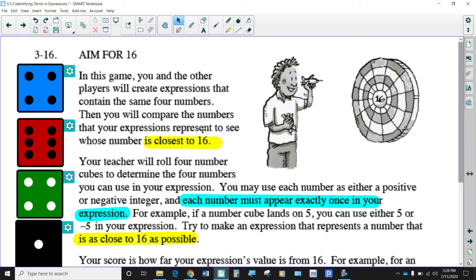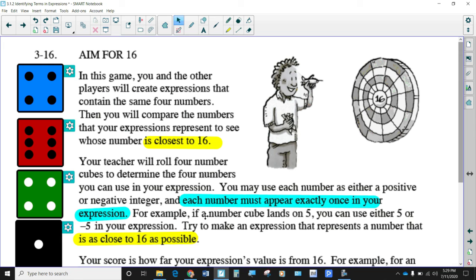So here are the rules. You've got 4 numbers. These numbers are going to be either 1, 2, 3, 4, 5, or 6 because we're using dice to create the numbers, okay? And you're allowed to use any operation symbols and any parentheses. But here's the rule. You have to use each one of these numbers, and you can only use them once. And your goal is to get as close as you can to the number 16.